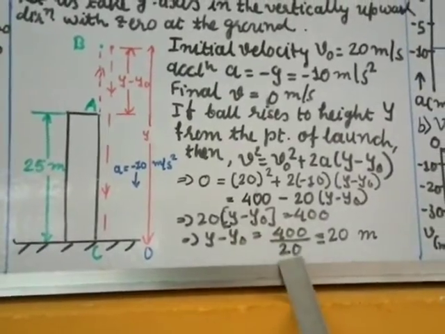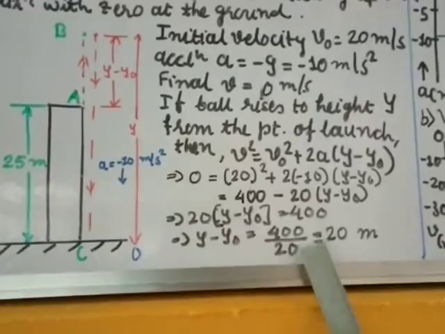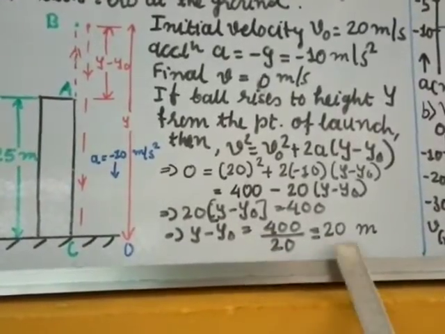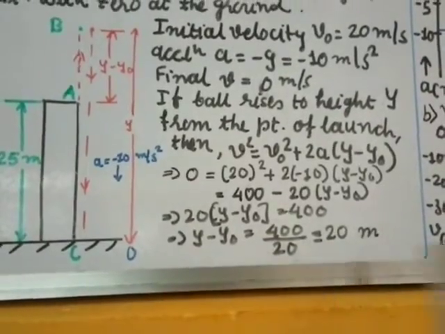20 transfers over here, it will go in the denominator. 0 0 cut, and 40 you cut by 2, it gives you 20 meter. So it will go up to 20 meter.